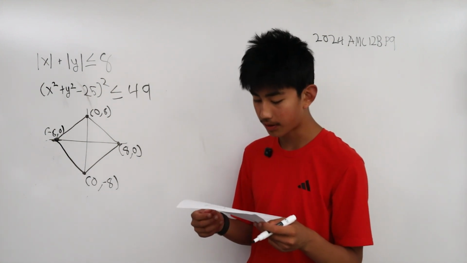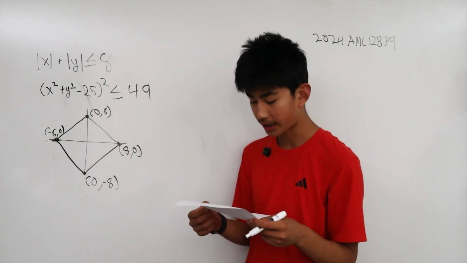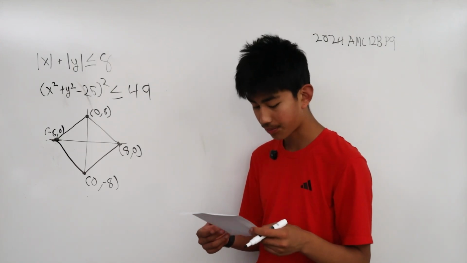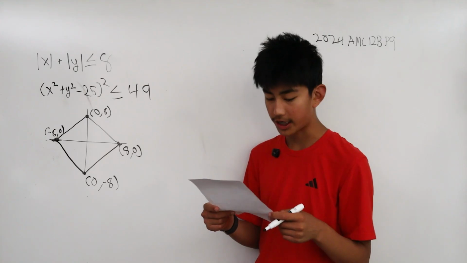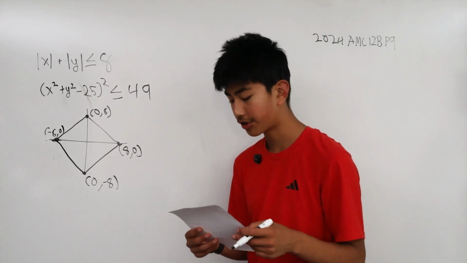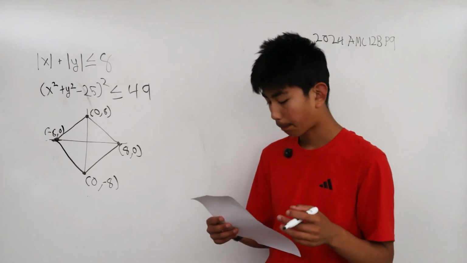A dart is thrown and lands at a random point in B. The probability that the dart lands in T can be expressed as m over n times pi, where m and n are relatively prime positive integers. What is m plus n?